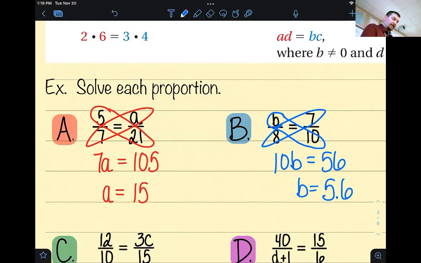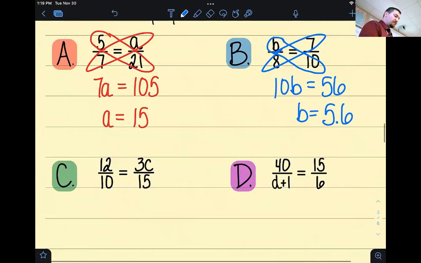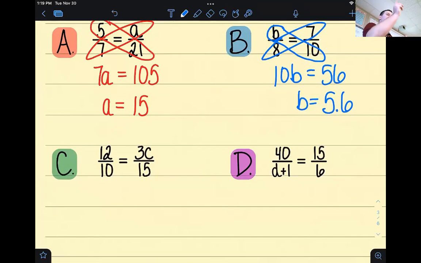So 5.6. Now, every year I get people that say, Mr. Bright, I don't need to write down all that work because I know you just multiply the two numbers that are diagonal to each other and then divide by whatever one's diagonal from the variable. I don't know if you noticed that or not, but that's exactly what we're doing. You always multiply the 5 and the 21 and you end up dividing by 7. You multiply the 8 and the 7, you end up dividing by 10, until you get to problems like C and D. So this is why actually writing them down is beneficial.